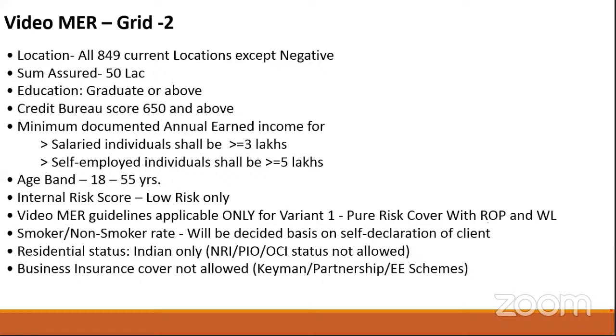Then there is video medical that Bajaj Allianz is doing, for sum insured 50 lakhs, and of course education is graduate and above. For salaried, the income should be greater than 3 lakhs. For self-employed, it should be greater than 5 lakhs, and up to 55 years of age only.